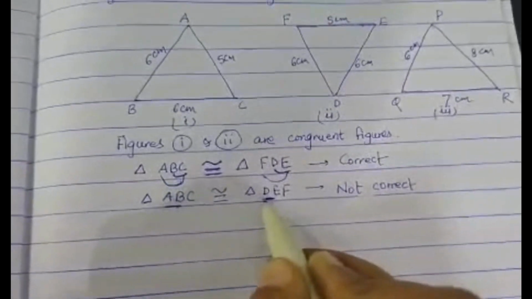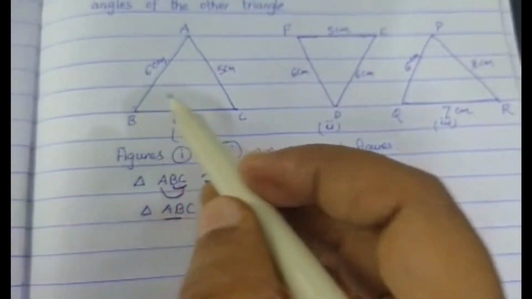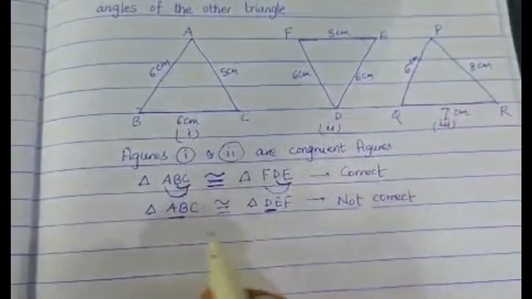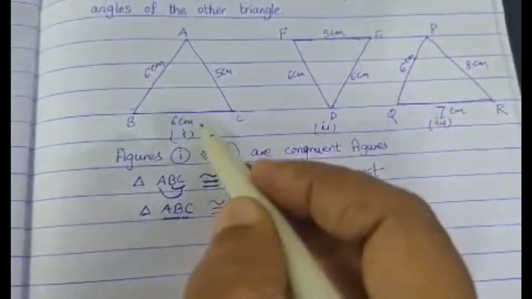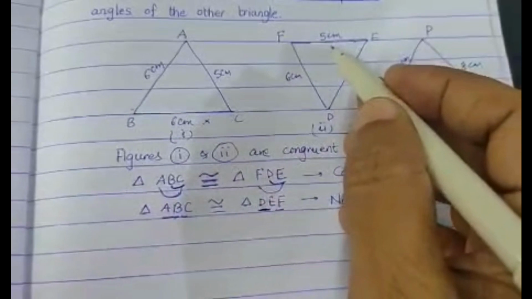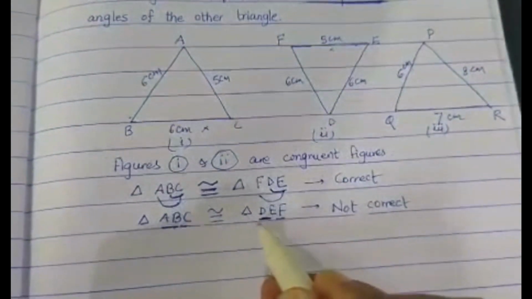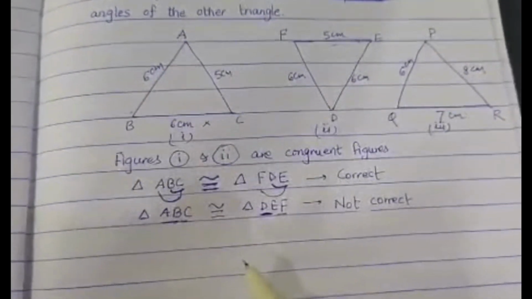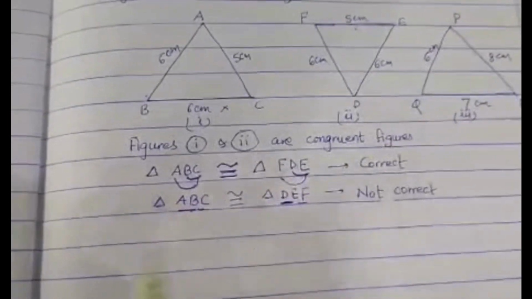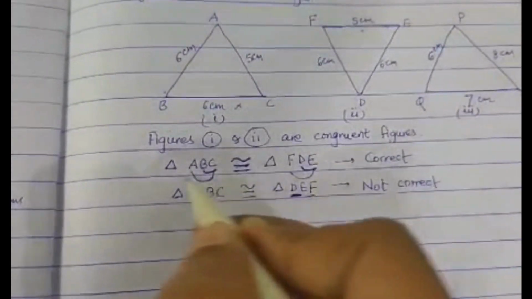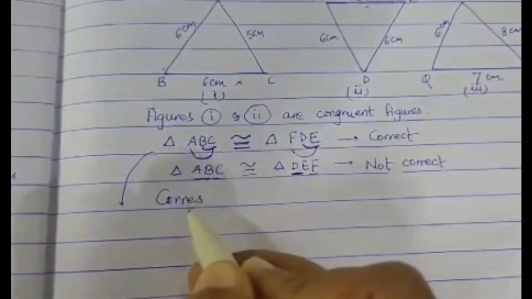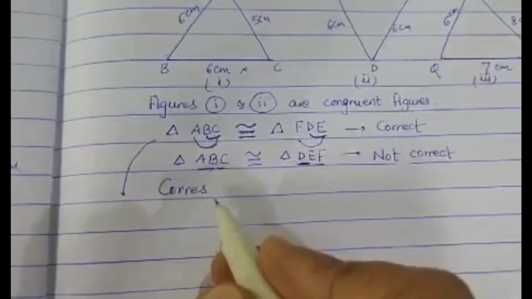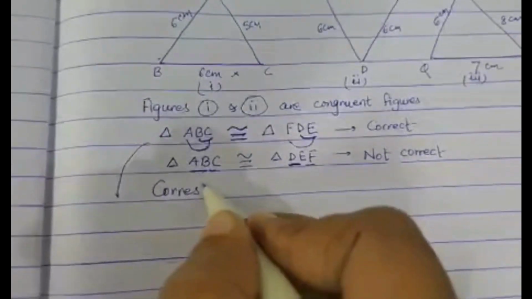AB has to be the same as DF. Let us see here, AB and DF, this is okay. BC and EF, this is not okay. Here it is 6, here it is 5. So this is not right. We have to check the corresponding sides. That is why when two triangles are congruent, their corresponding sides, corresponding angles and corresponding vertices are all equal.